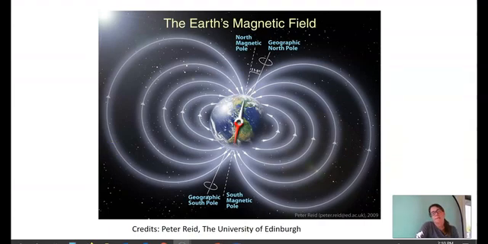Now, Earth has a magnetic field. And as you can see in the picture here, the magnetic field sort of looks like a force field around the Earth, and it protects the Earth sort of like a force field. It helps to deflect solar winds and some radiation coming from the sun. The Earth's magnetic field is what makes compasses point north.